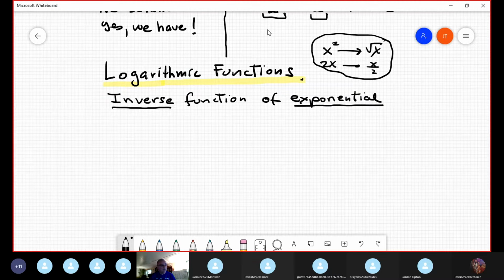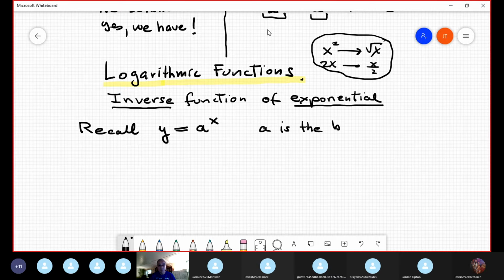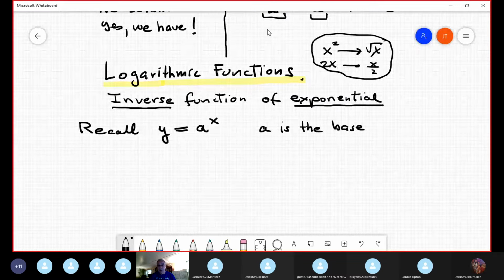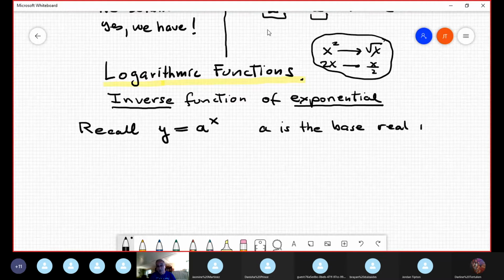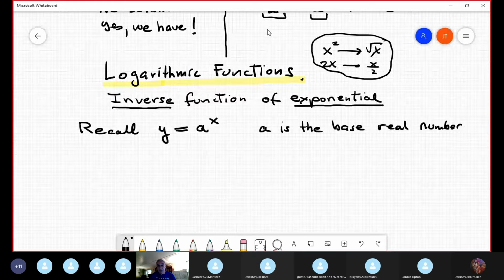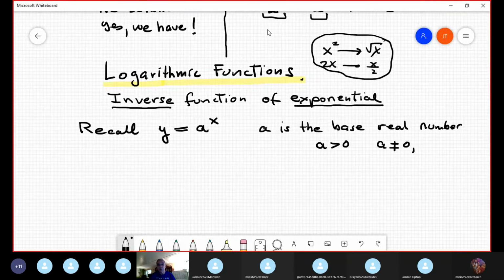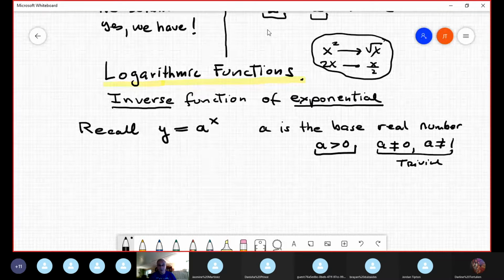So let me try to explain this idea carefully. Let me recall exponential again. Exponential is y equal a to the x. And remember, a is the base. The base is a real number, but not all real numbers. Only positive real numbers. a is always positive, never negative. It's a mistake, totally wrong, base negative. And no 0, and no 1, because it's a trivial example. This is the restriction for the base. No negative. Positive. This is the definition; I recall exponential.